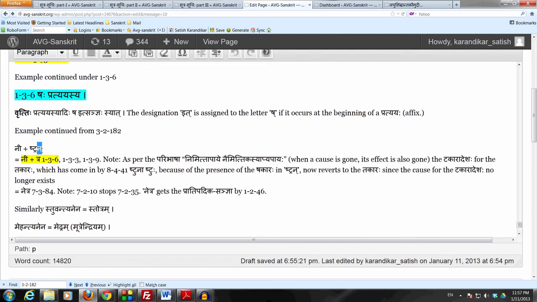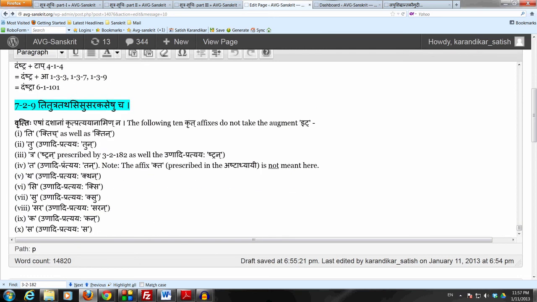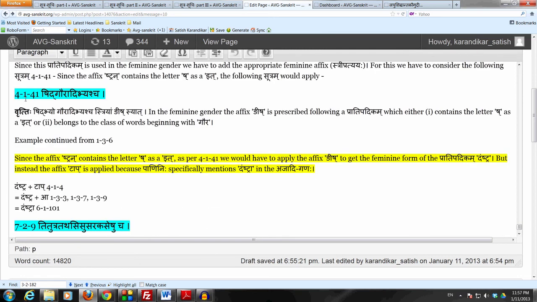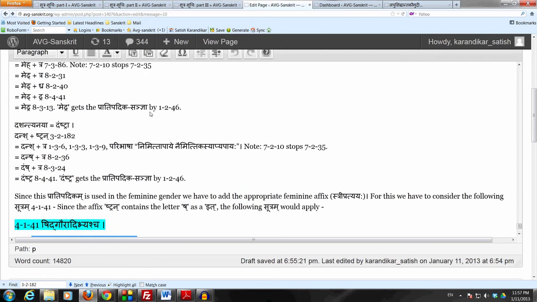The beginning shakara of strun has a purpose that we will be seeing shortly, and that is to bring in the sutram 4.1.41 ṣiḍ gaurādibhyaścha, which prescribes the affix ṅīṣ in the feminine. So that we'll see shortly. But continuing with the derivation now, we have ni plus tra.